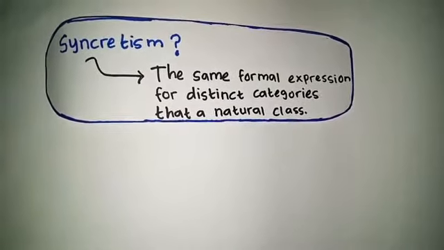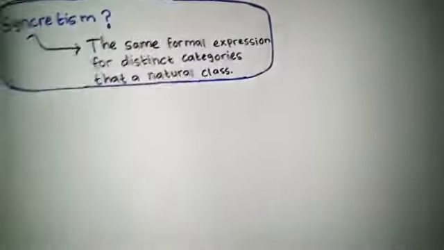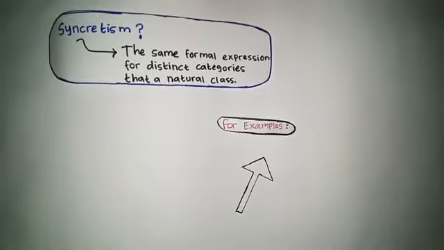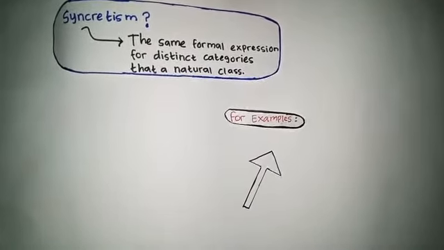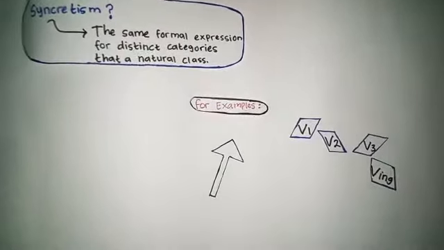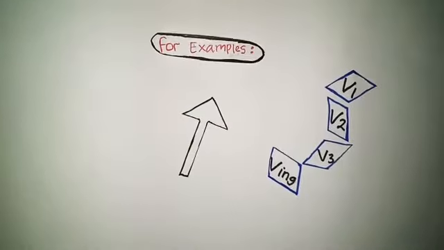Syncretism, the same formal expression for distinct categories in a neutral class. For example, eat, ate, eaten, and eating. These are the categories of this word. So verb 1, verb 2, verb 3, and verb ing are syncretism.